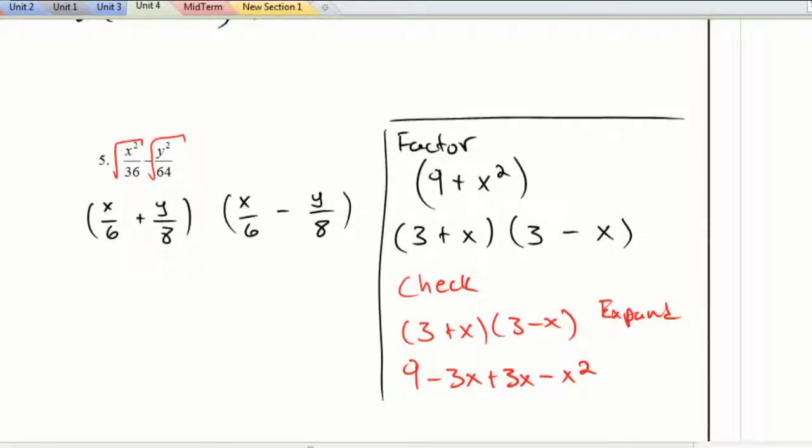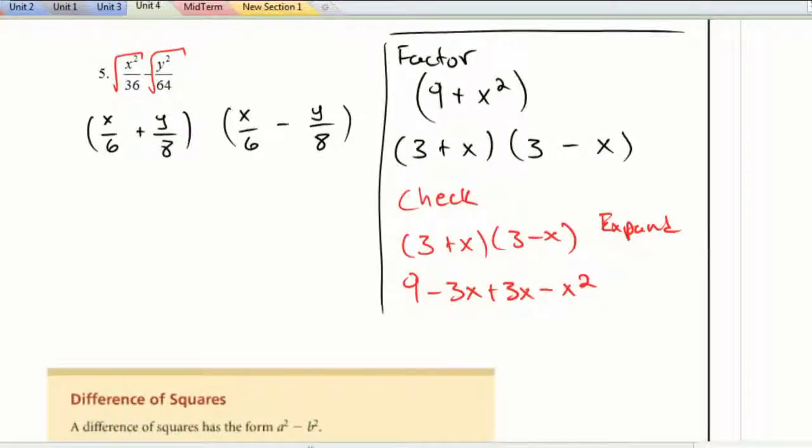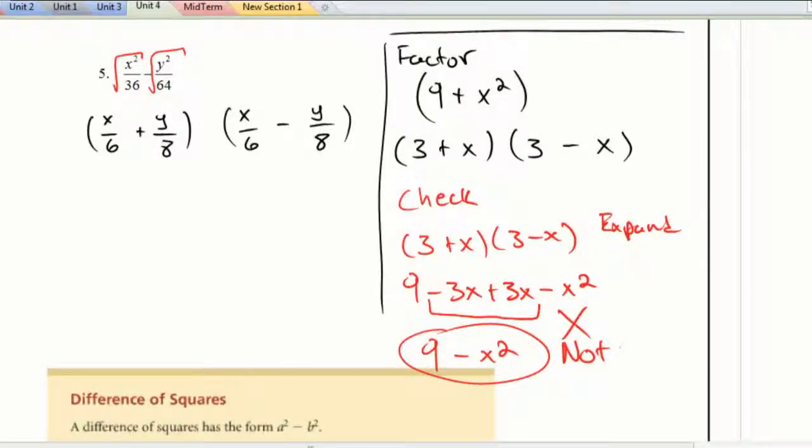All right, I'm happy with that. I combine my like terms in the middle. They go away. There's 0, so I have 9 minus x squared, and I end up here. Is that what I started with? No, this is not what I started with.